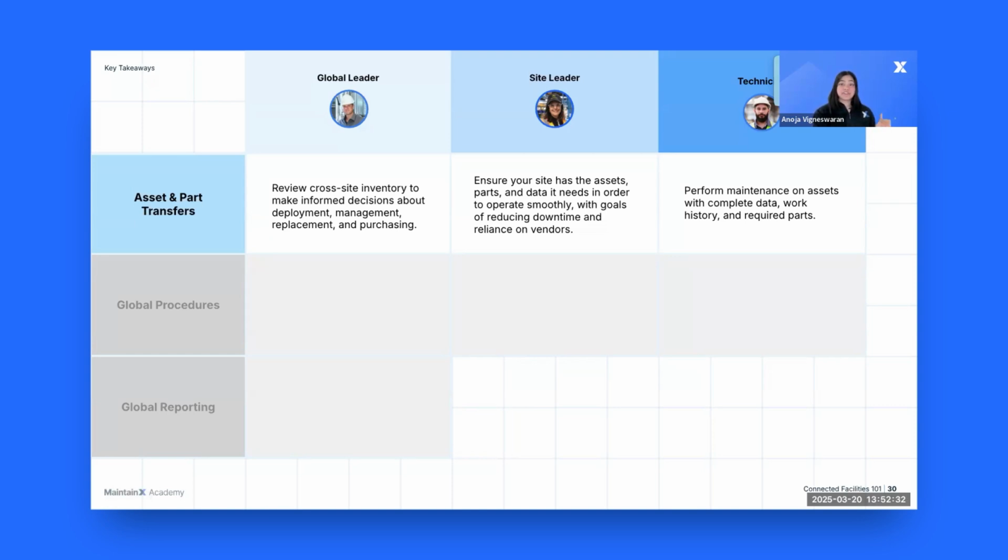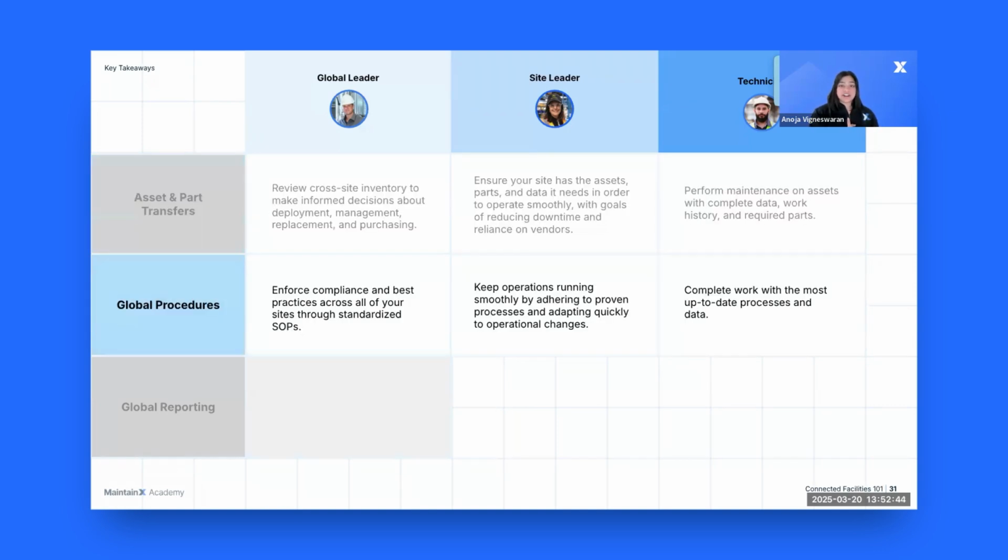And for technicians, having full access to asset data, work history, and required parts ensures that you can complete maintenance efficiently and effectively. Then with global procedures, now your standardized procedures will help you keep operations running smoothly no matter the location. So for global leaders, you want to enforce compliance and best practices across all sites with the use of standardized SOPs, and this will ensure consistency and efficiency. For site leaders, it's about sticking to proven processes while staying flexible to adapt to operational changes. And for technicians, having up-to-date procedures and data means that you can complete your tasks accurately and confidently.